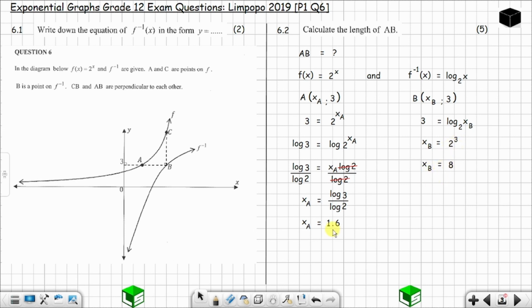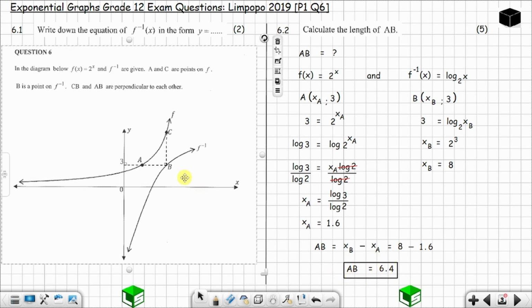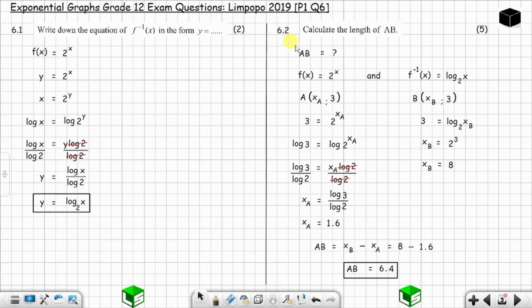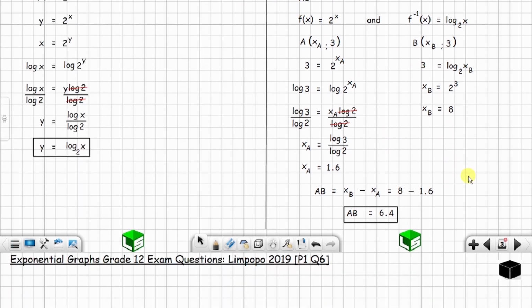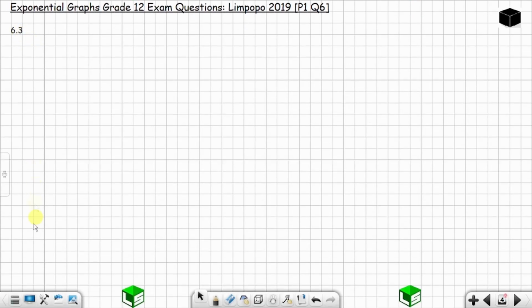Now after you have this, you can get the length AB. AB is equal to the x-coordinate of B minus the x-coordinate of A. This is equal to 8 minus 1.6, and finally, AB is equal to 6.4. So this is the length AB. Now let's move on and do 6.3. Let me get the question again.